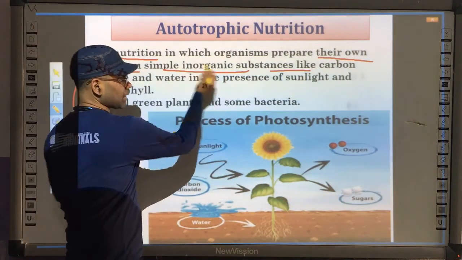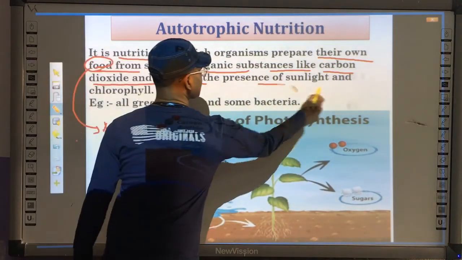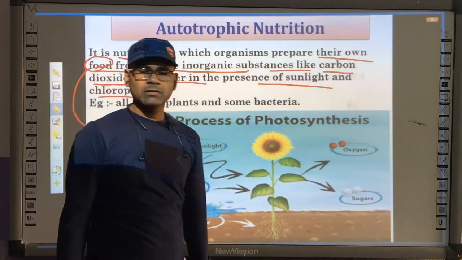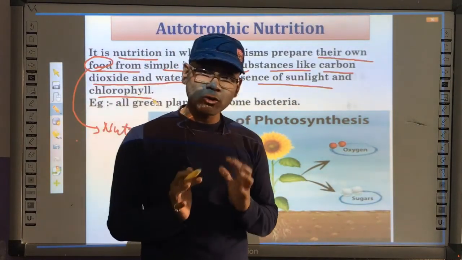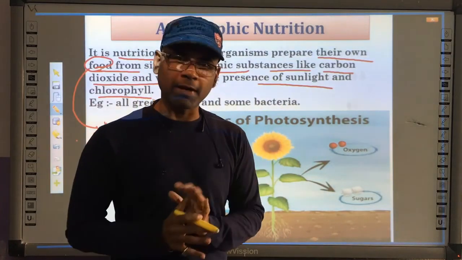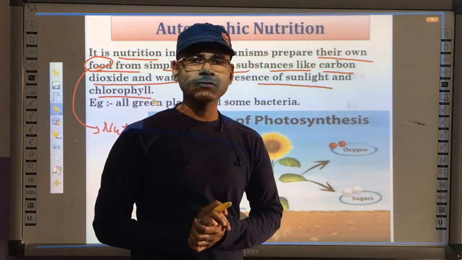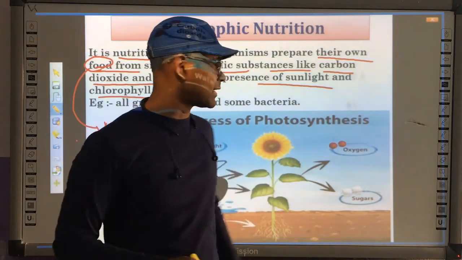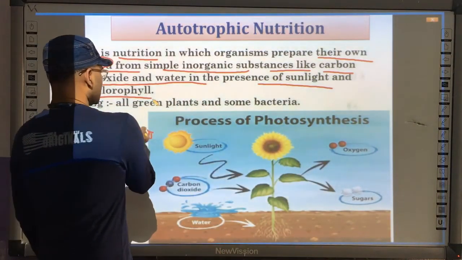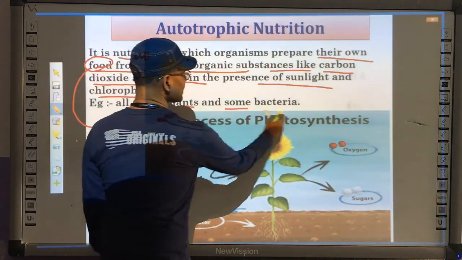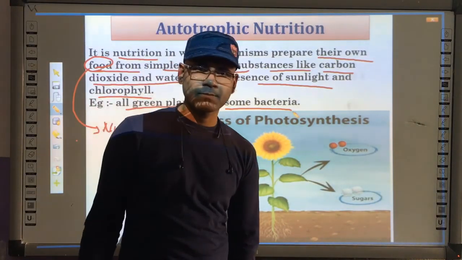By using simple inorganic substances like carbon dioxide and water, in the presence of sunlight and chlorophyll. So by definition only it is called auto, meaning self. The autotrophic mode of nutrition is performed by all the organisms which can perform photosynthesis, because photosynthesis is a very important process as far as the autotrophic mode of nutrition is concerned. It is performed by all the green plants, algae, and a few bacteria also, right?